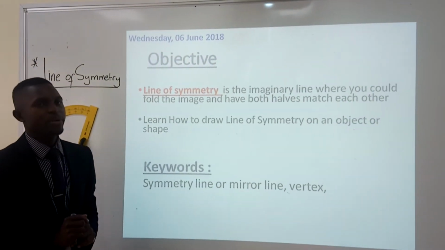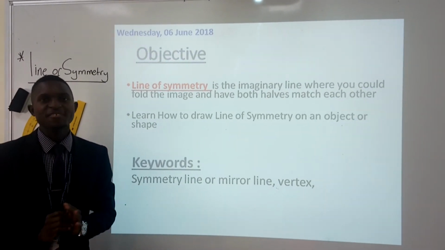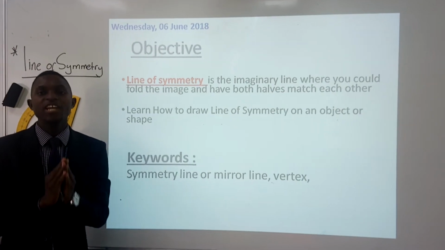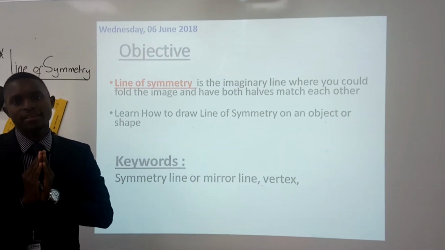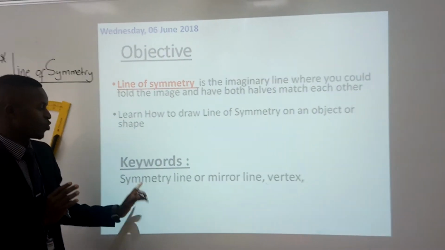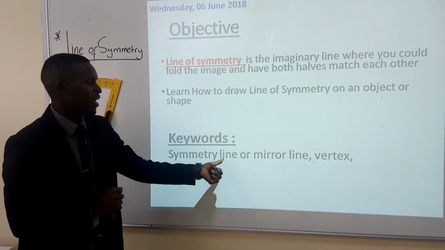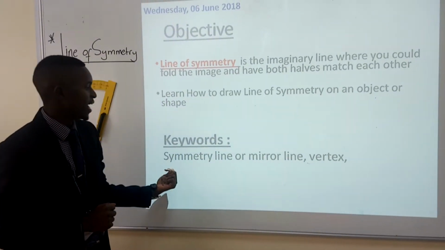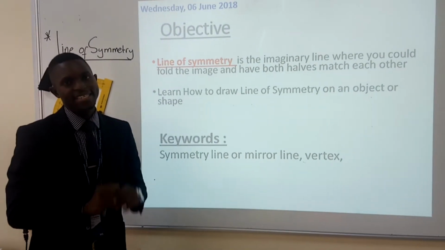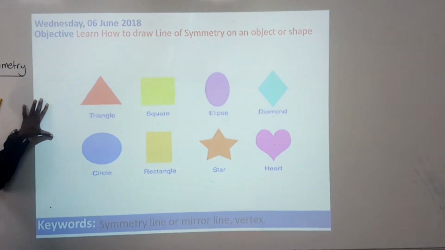So, a line of symmetry is an aspect of this topic. A line of symmetry is simply a line that divides any object into two halves, such that the two halves match each other. We have got the keywords that we shall come across today: line of symmetry, the middle line, and vertex. The middle line and the line of symmetry are the same. So without much taking of time, we have got different shapes which are here.